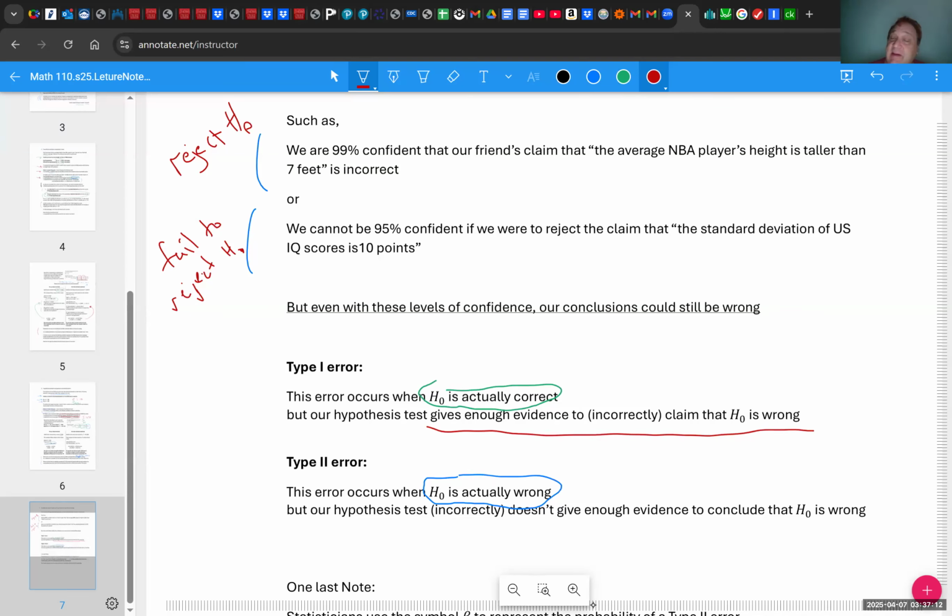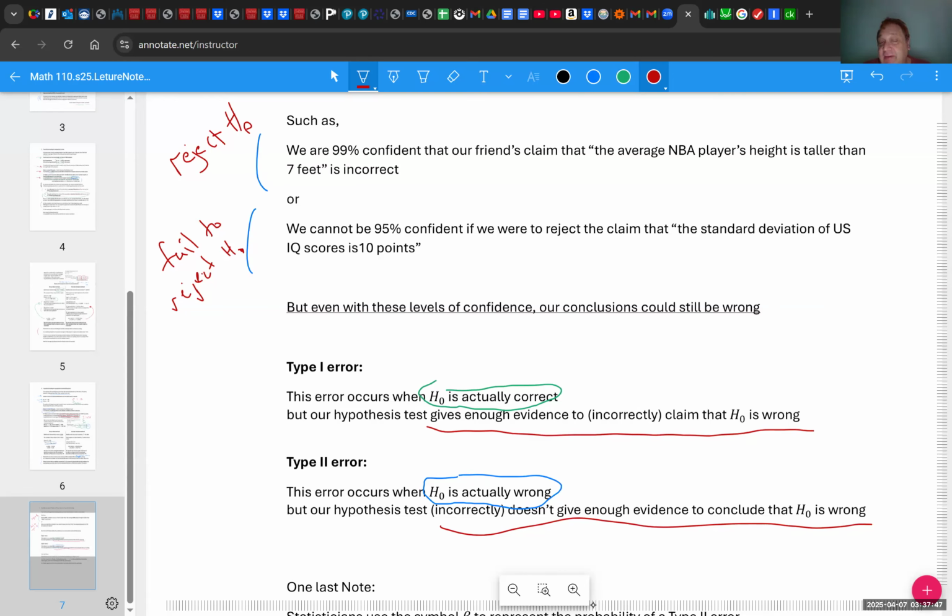Type 2 error is the same idea, but the other way. So this occurs when the null hypothesis is actually wrong. And so what would be our error in that situation? Well, if H0 is actually wrong and a hypothesis test doesn't give enough evidence to reject the null hypothesis, remember the null hypothesis is actually wrong for a type 2 error. If we do our hypothesis testing and we don't give enough evidence to conclude that H0 is wrong, then we fail to reject H0 when in fact we should have been rejecting H0 because it was actually wrong.